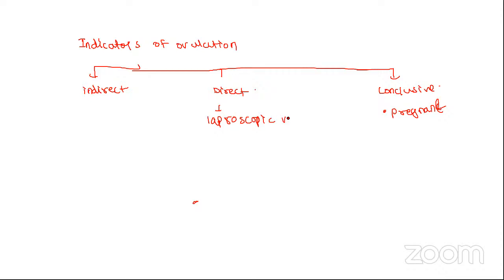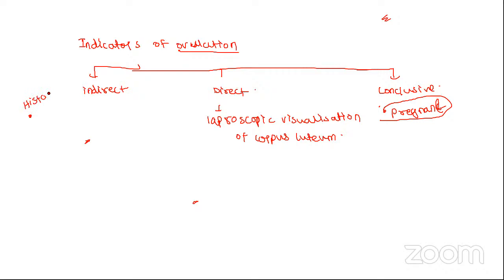Direct indicators are laparoscopic visualization of corpus luteum. Okay. What are the indicators? Indirect indicators of ovulation. Now, Shankar, Deepu, you have told urine HCG, radioimmunoassay. Urine HCG radioimmunoassay will tell me the pregnancy, so it will come under conclusive. Okay. Now, what are the indirect markers which tell us that she is ovulating?